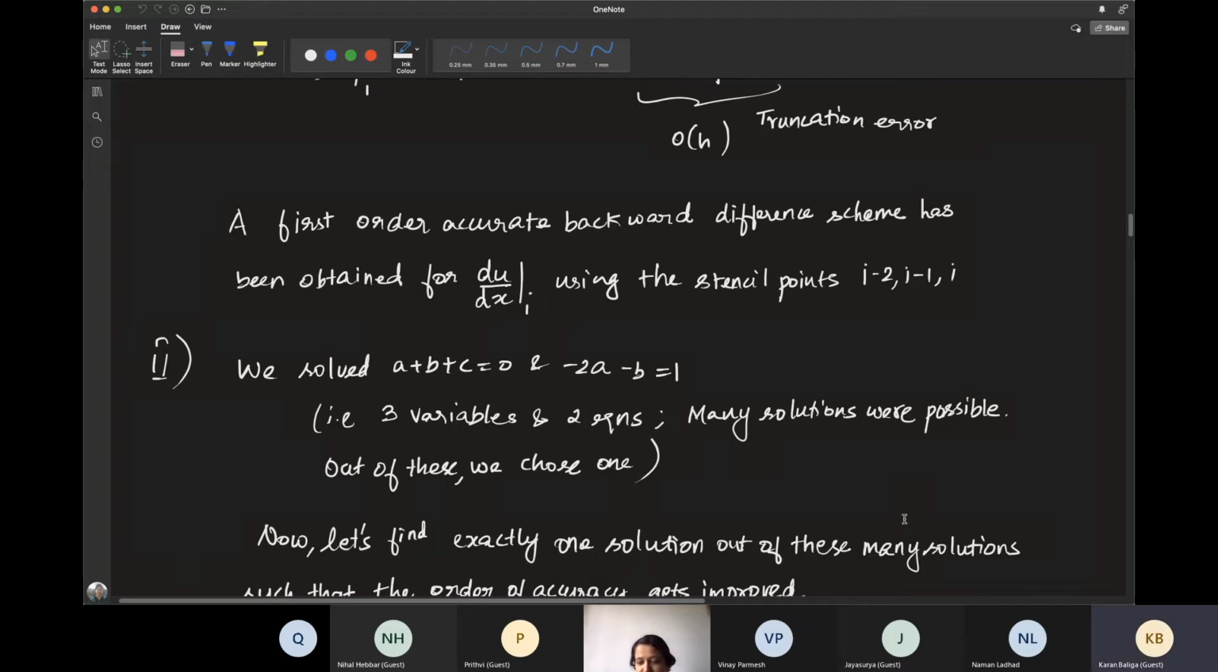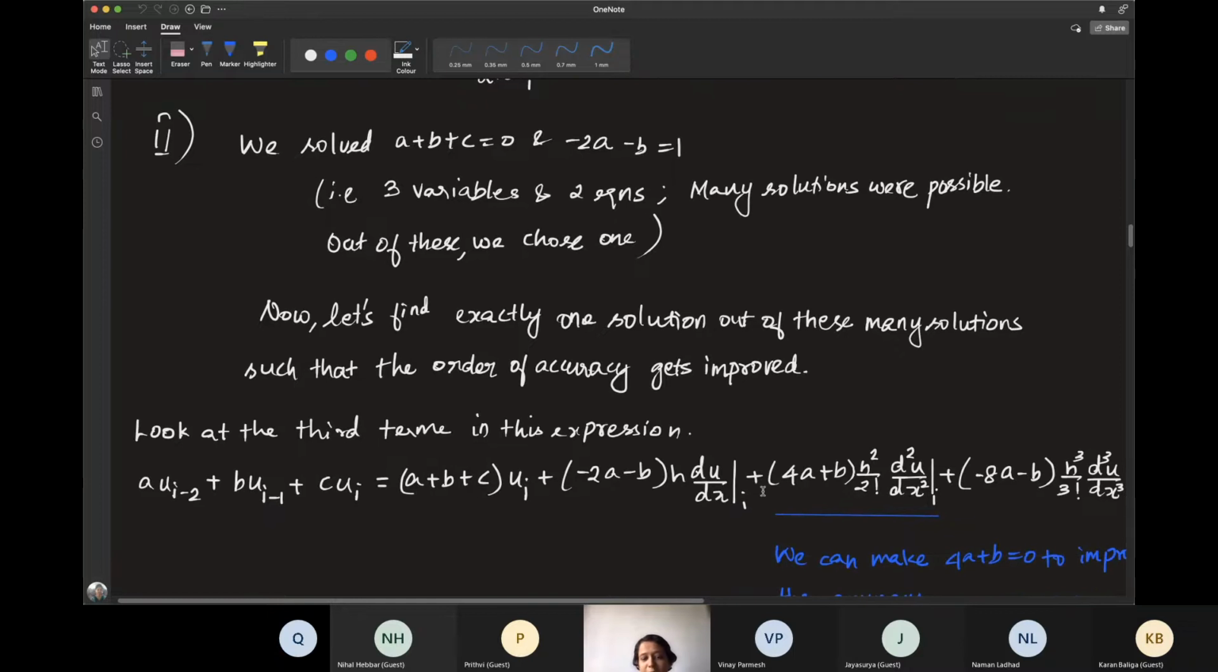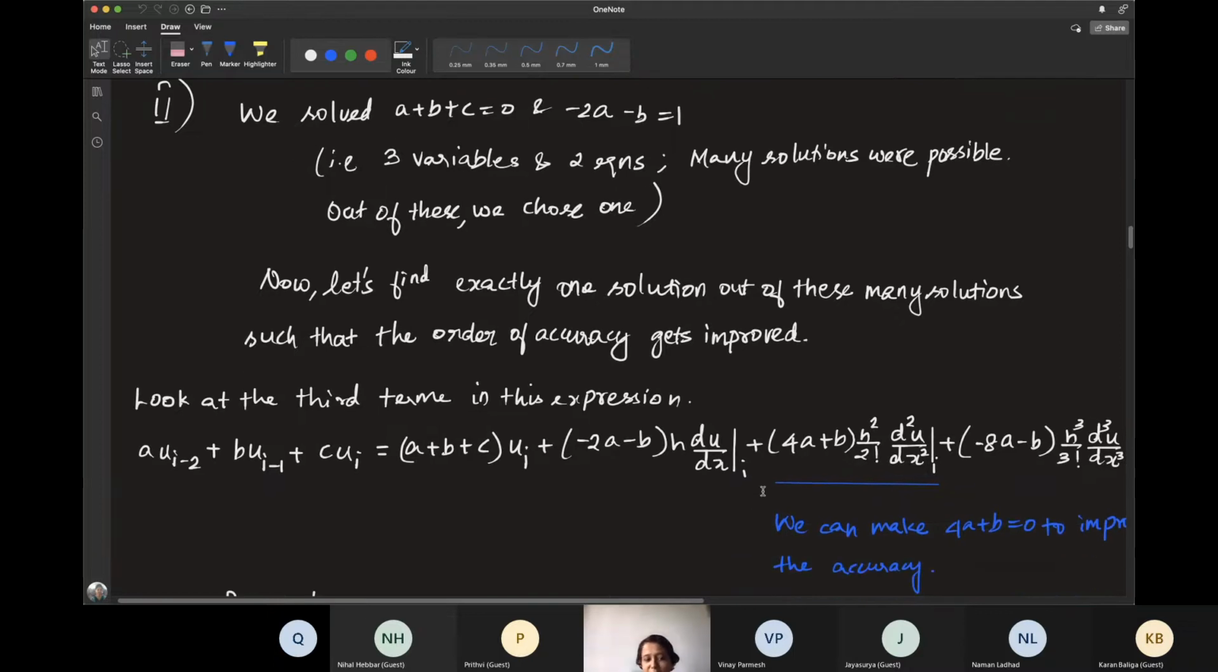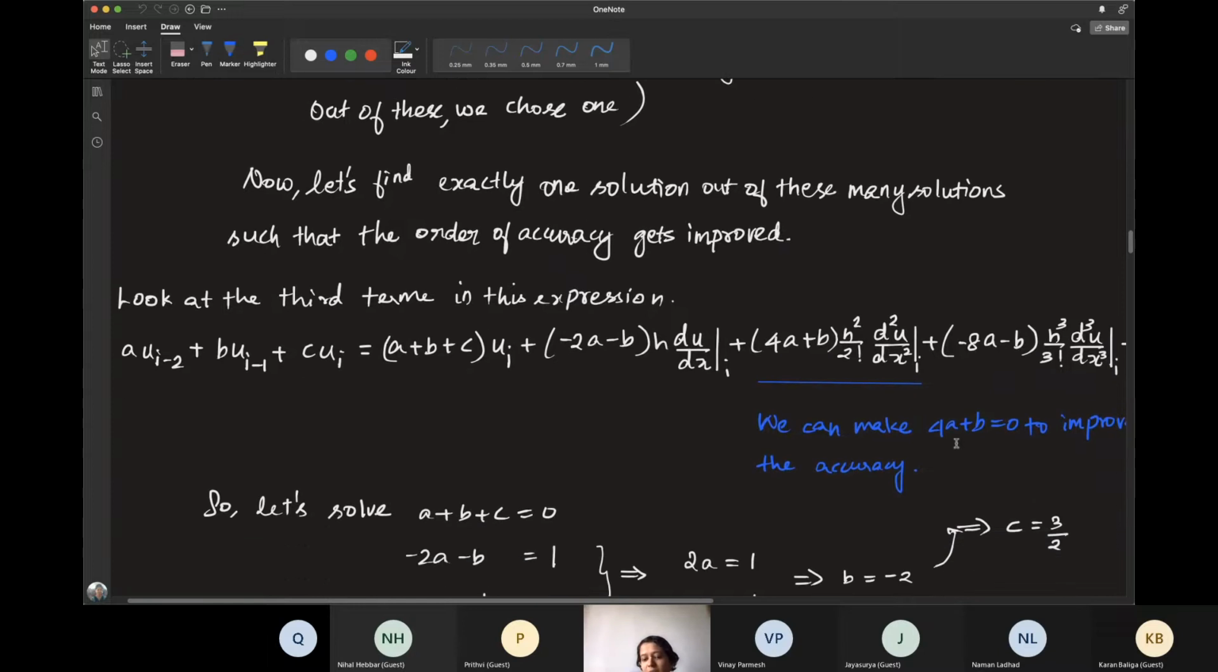Ma'am, we can take the higher order terms, right? Yeah, we can take the higher order terms. That's good. So now we need to look at the next terms. That is the next highest term, which is the order h squared term, which has the coefficient 4a plus b. So now we are trying to make that equal to 0.